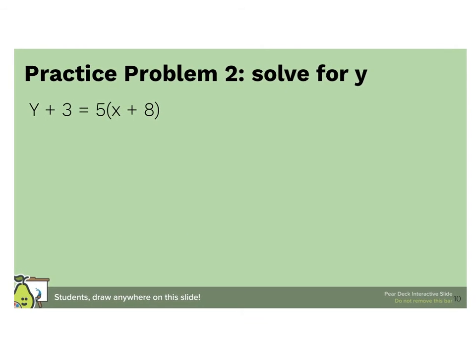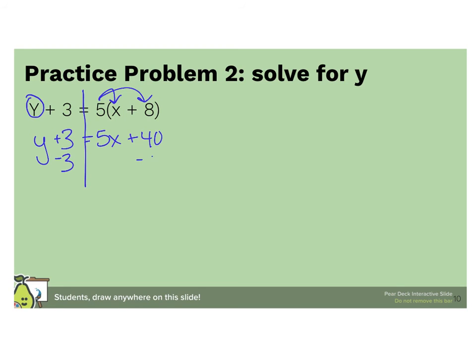Same thing. I want this y to be by itself. I'm going to distribute my 5, not a fraction this time, so that's just 5x. 5 times 8 is 40, and it's positive. Bring down the y plus 3. Now the 3's got to go. It's positive, so I'm going to subtract 3.